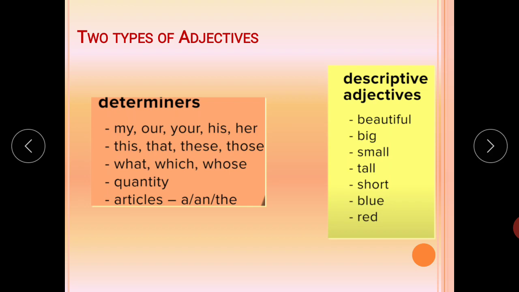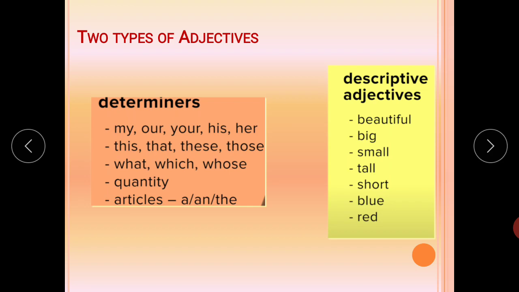But there is another type of adjectives, they are called determiners. This is my car. It is explaining about the car. It is giving information about the noun car. Whose car is it? It is my car.